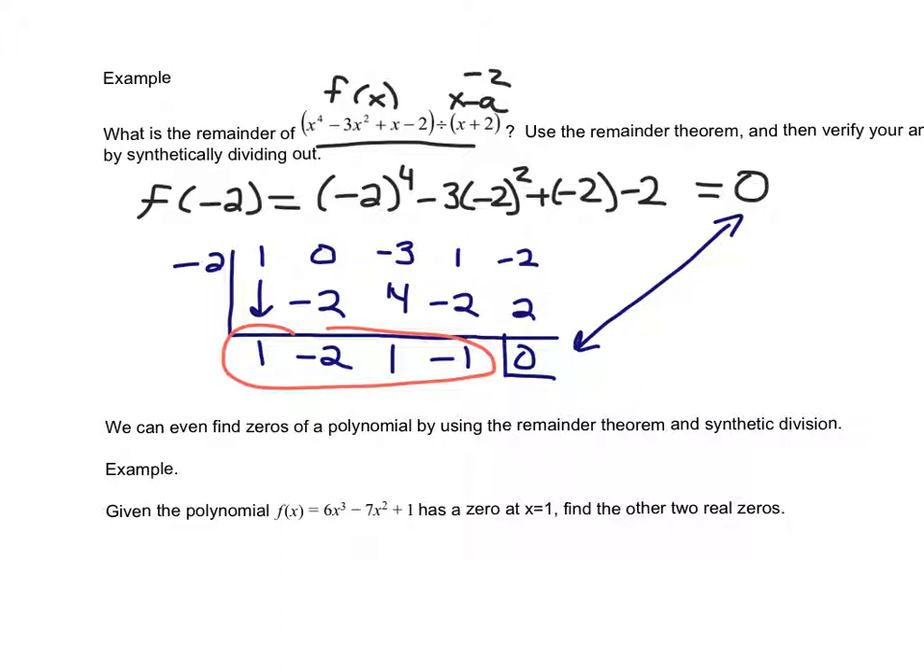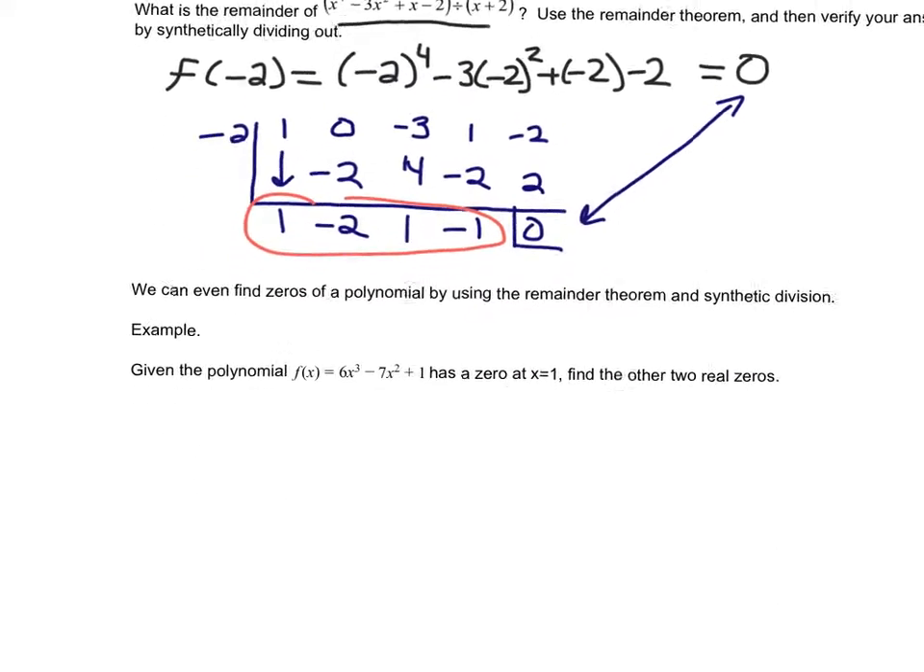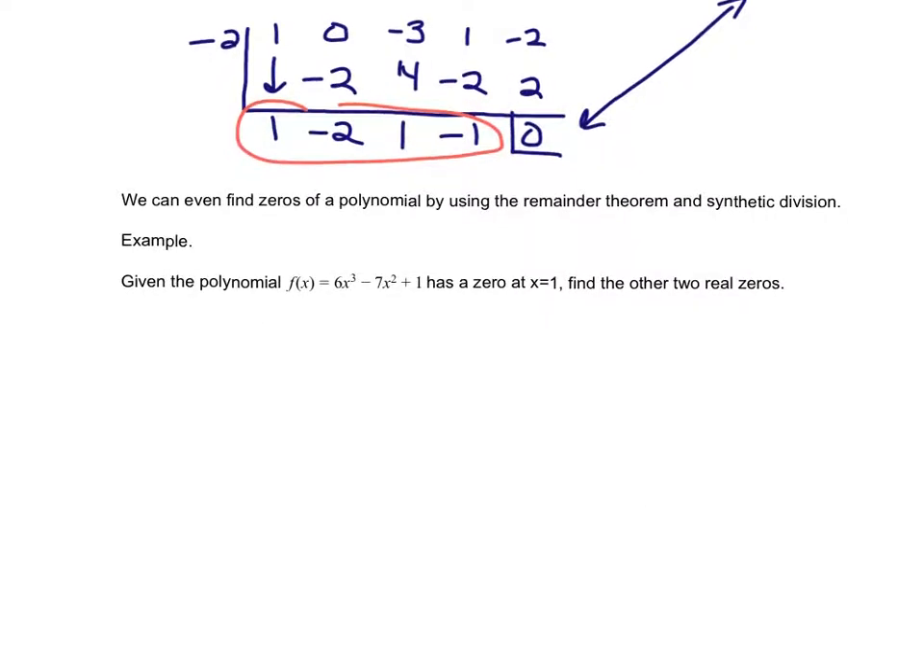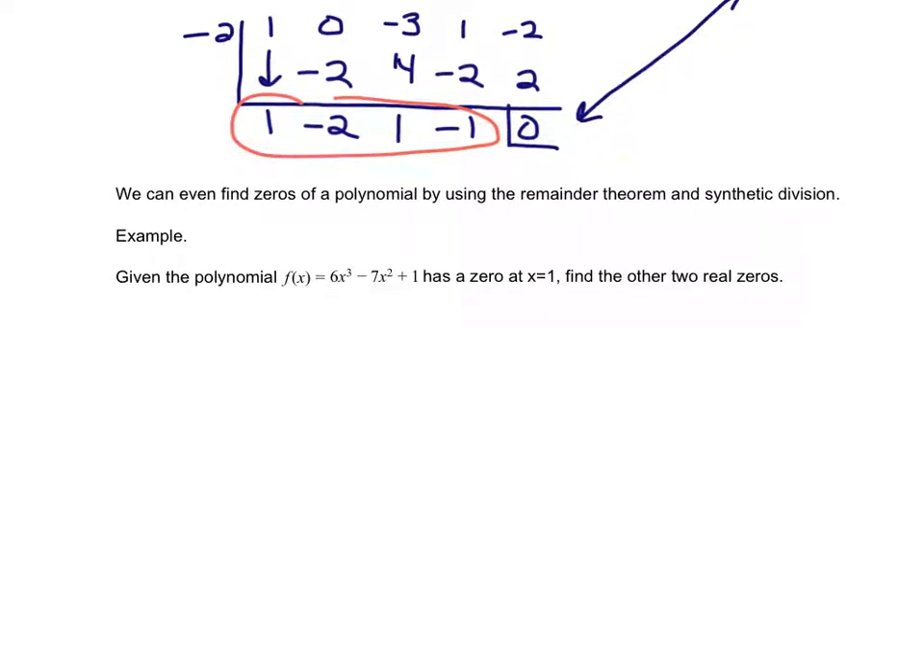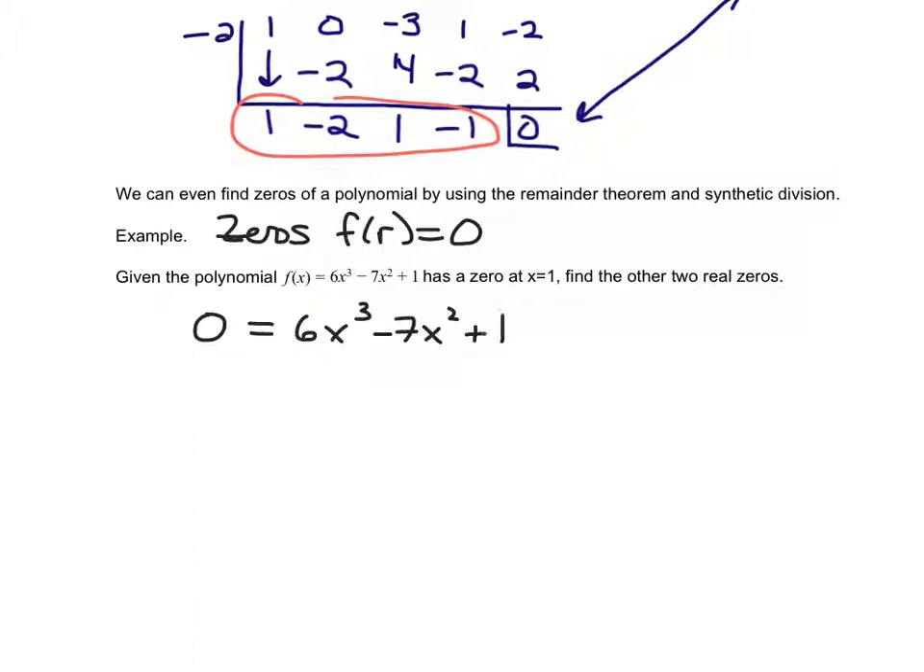So here is our last example, and this kind of goes and talks about ways to find zeros of a polynomial function, because that's something we talked about being pretty important in our last chapter. Remember, zeros are just values that I plug in and it makes the function equal 0. So when this problem says I want to find the zeros, I'm really trying to figure out this equation, 0 equals 6x cubed minus 7x squared plus 1. But it tells me I know one of the zeros.